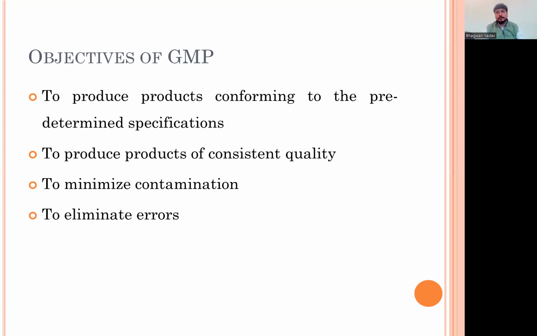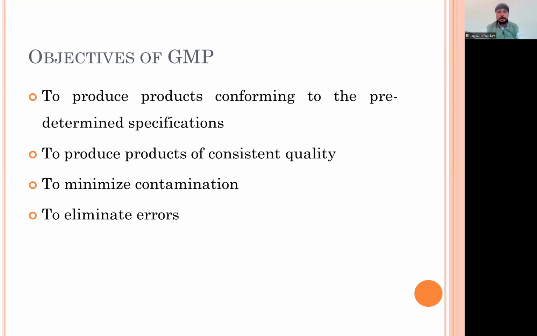To produce product of consistent quality. In a previous lecture, we also discussed this point, that consistency is a first requirement of quality. We should not manufacture quality for a single day or a single hour, but for every batch, for every product, and for every tablet, whatever we are manufacturing, we should maintain the consistency. If at the start of the month we are maintaining the quality and at the end of the month we are not, this is not GMP. GMP means every time we have to maintain the quality.